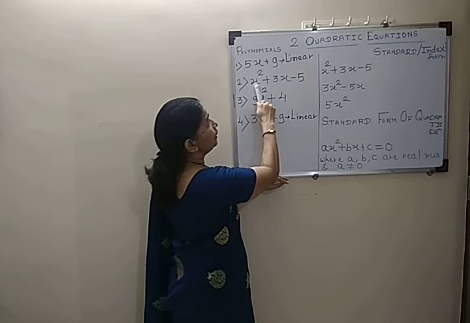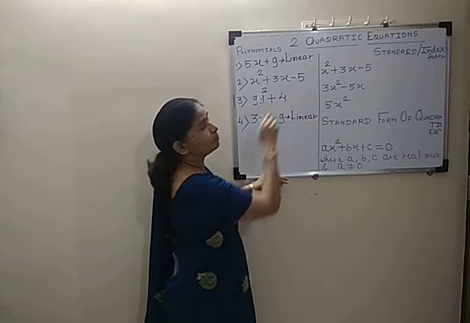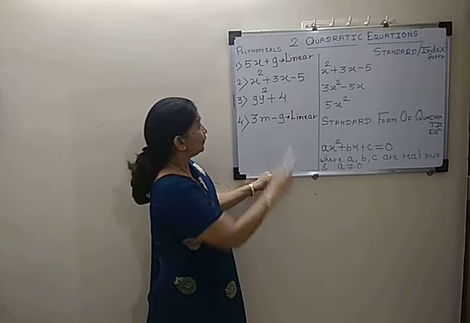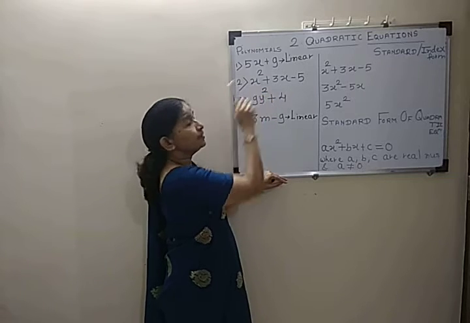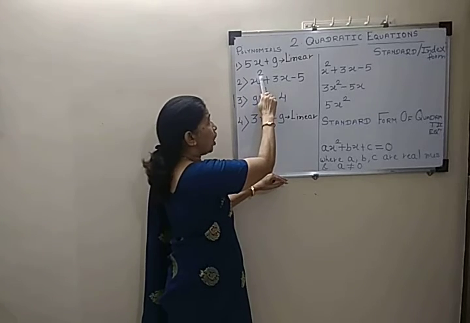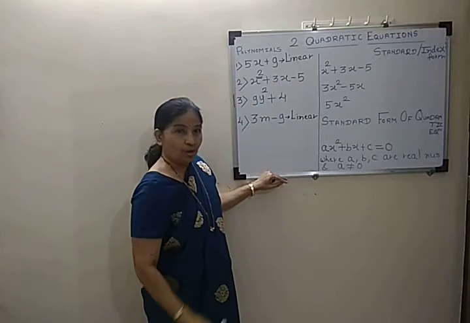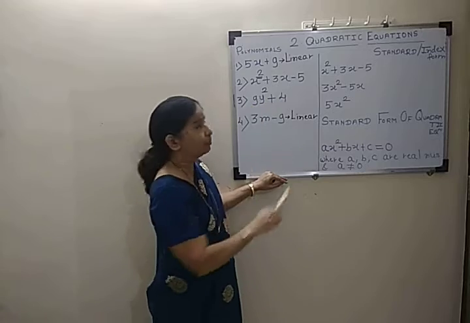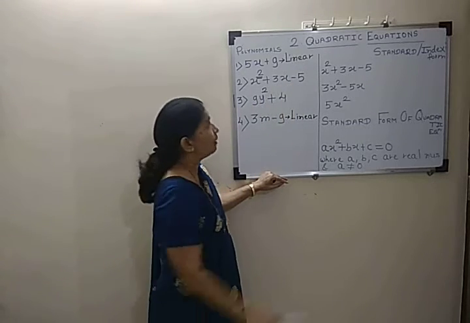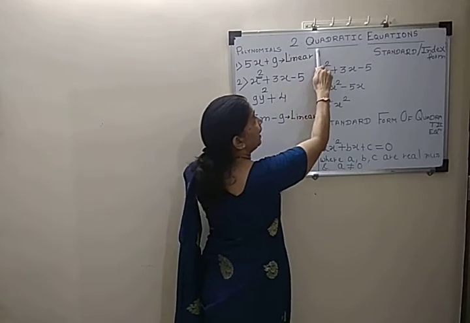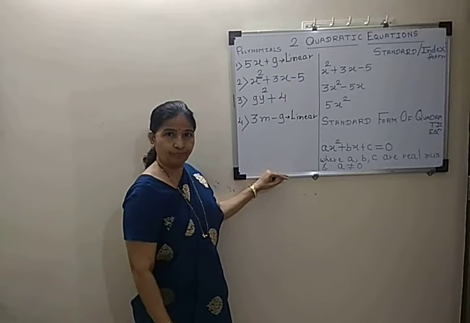Now, see this one, x square plus 3x minus 5. Here the degree, meaning highest index, is not 1 but 2. So I am not calling this one a linear polynomial, but I will call it a quadratic polynomial.